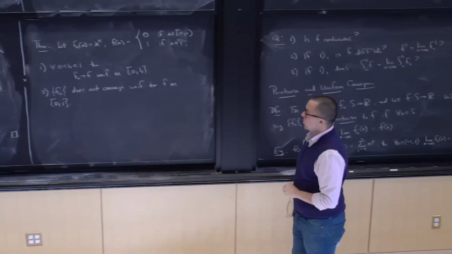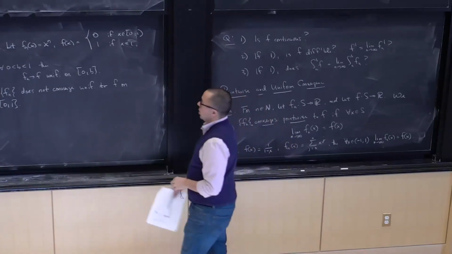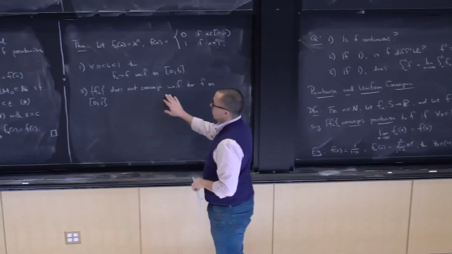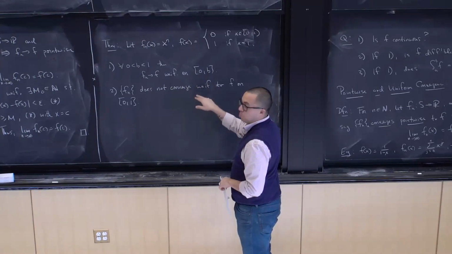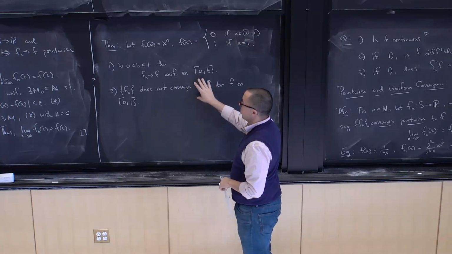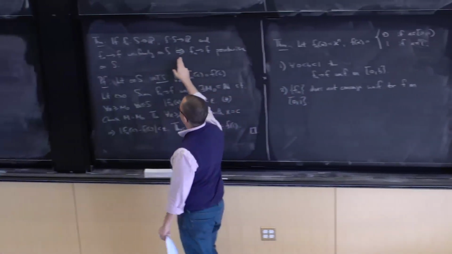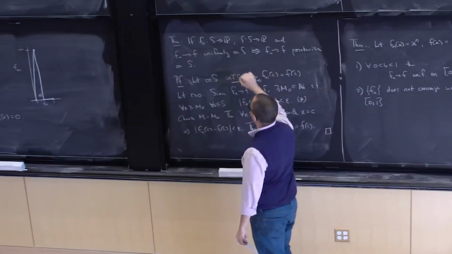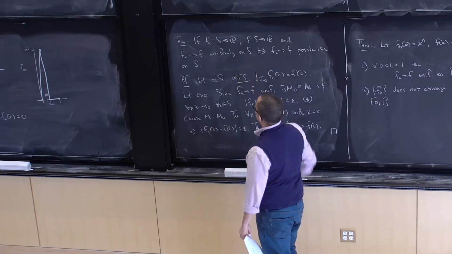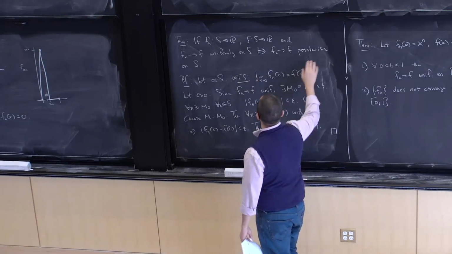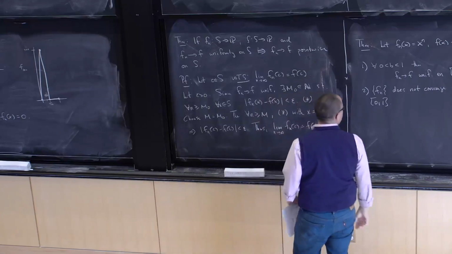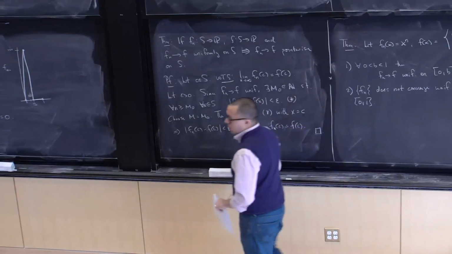Okay? So here, this second part, since the fn's converge to f pointwise on [0, 1], the second part says that this is a one-way street. This is not a two-way street. These two modes of convergence, uniform convergence and pointwise, are not equivalent. Okay. All right, I think we'll stop there.